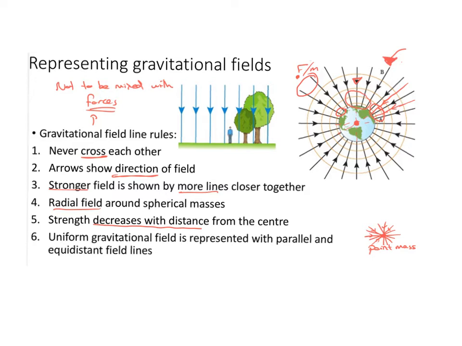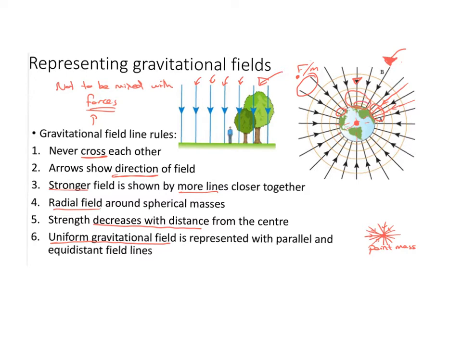And then we have uniform gravitational field. This is what we see at the sea level of the Earth. So in this diagram, you can see the person standing, and the field lines are all parallel to each other. They're not crossing each other. They're not similar to the radial field.